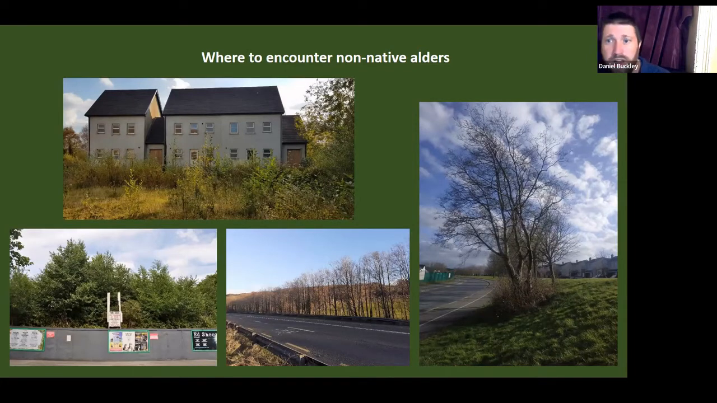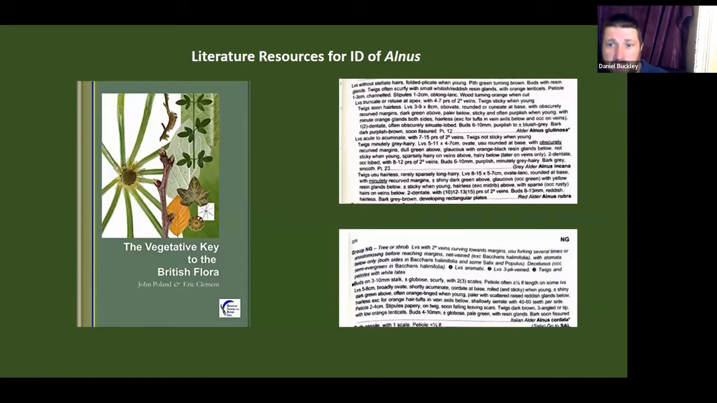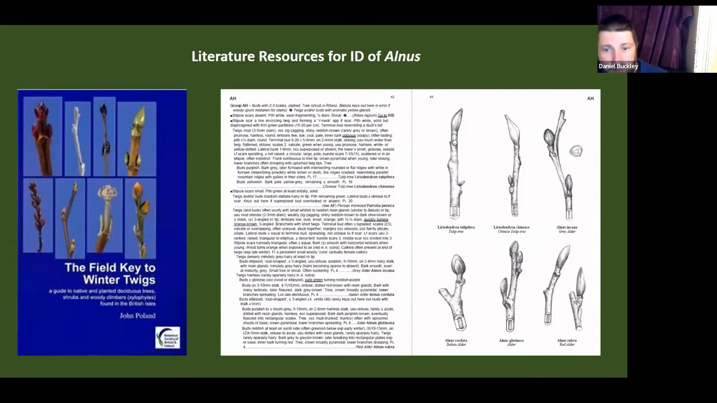So in terms of the literature to help you identify Alnus, we'll go through a couple of them here. The Vegetative Key to British Flora by John Poland and Eric Clement is excellent, and it has a key that you go through. It goes into good detail in terms of the twigs, the buds, the leaves, the bark. It's excellent, really. Then John Poland also has the Field Key to Winter Twigs. Again, you can go through a key that goes into good detail about the buds and twigs of these trees, and it has very good pencil drawings as well, so that'll help you identify these species.